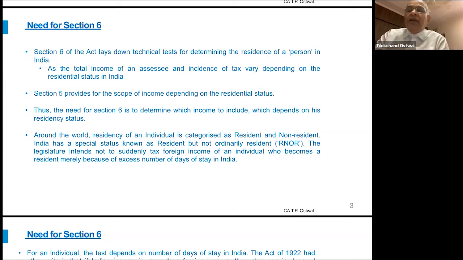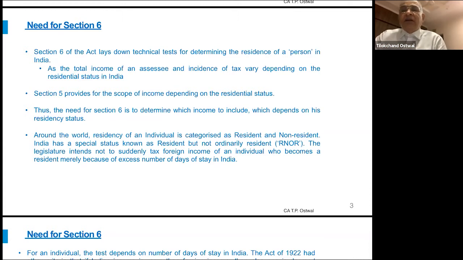If the company is controlled and managed from India, it was considered as resident. But in 17, they changed the law. Now they say we are not concerned with control and management. We are concerned with place of effective management.